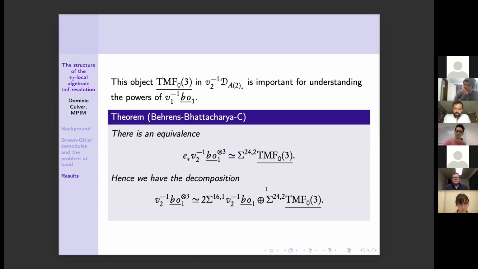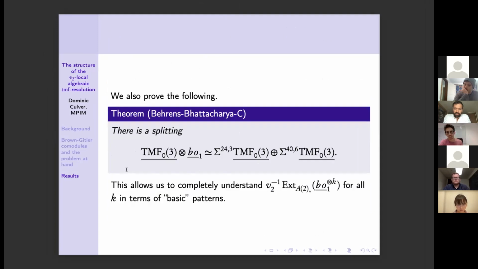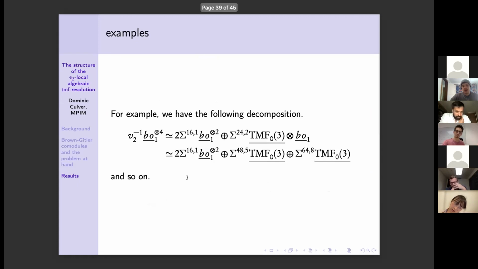And now you're kind of off to the races with this, right? Because there's another thing that we prove, which is that if you take this TMF03 thing and you tensor it with BO1, then that splits as two shifted copies of TMF03. And now you're basically in a position where you can say exactly what the V2 local Ext over A2 star groups of all the tensor powers of BO1 are. So for example, I take BO1 cubed. I know that that splits as two copies of BO1 and then a TMF03. So when I tensor with BO1 one more time, I have now two copies of BO1 cubed and a TMF03 tensor BO1. And I know that TMF03 tensor BO1 splits as two TMF03s.